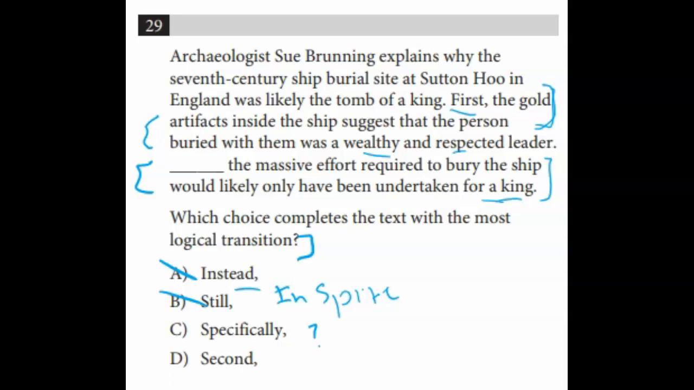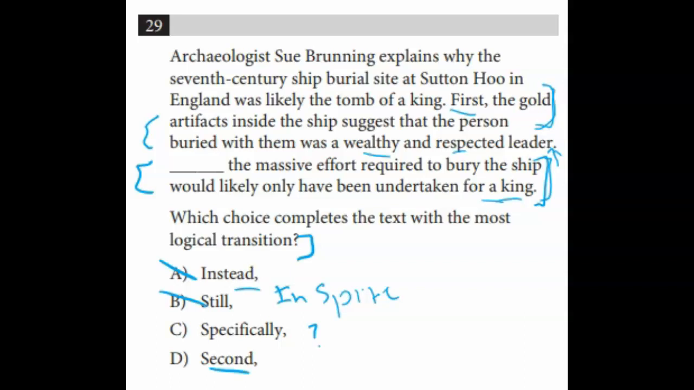Specifically, the massive effort. I don't like specifically because specifically would assume that the sentence after it would be giving more information about the sentence before it, but that's not true. The sentence before it was really talking about what they were buried with, and the second one's talking about the effort to bury the ship as a whole. It's not really expanding on that sentence because it's not talking about the items they were buried with.